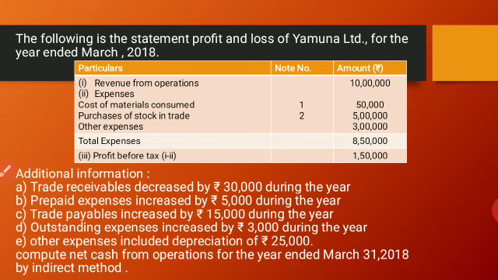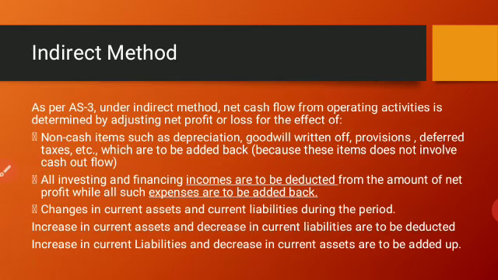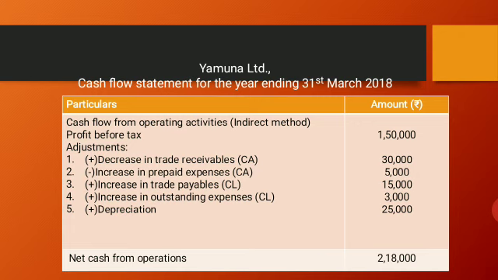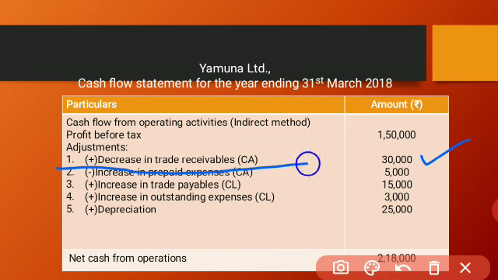Now, let us go with the first information. They said trade receivables decreased by 30,000 during the year. We know that an increase in current assets and a decrease in current liabilities has to be deducted, whereas an increase in current liabilities and a decrease in current assets is to be added back. Trade receivable is a current asset. That is why we have added back the decrease in trade receivables of 30,000.